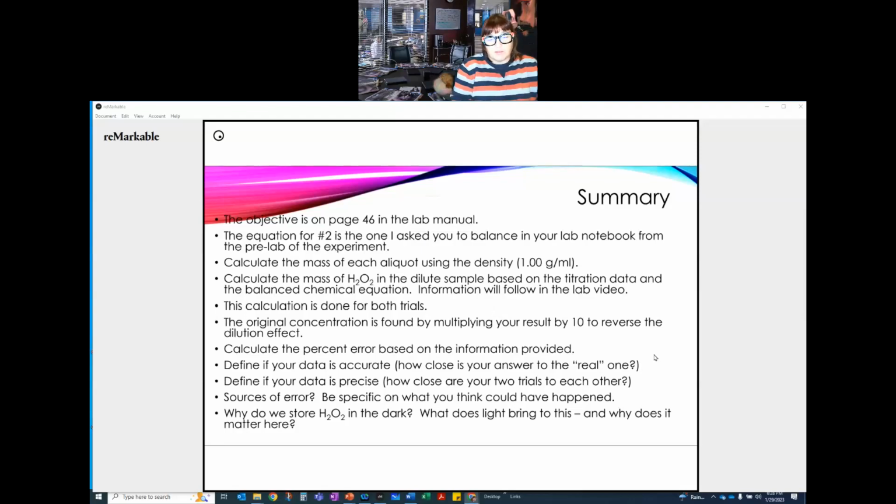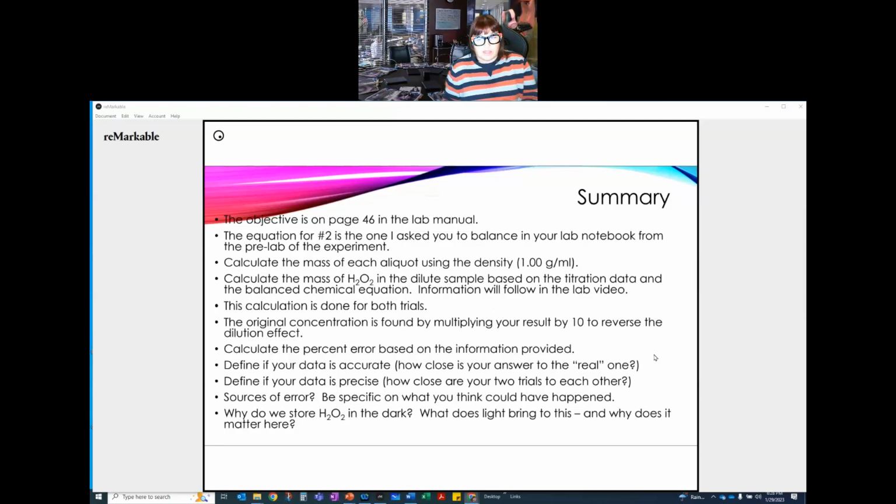The original concentration is found by multiplying your result by 10, because we've diluted this by 10. So we need to make sure that we calculate the original concentration. We want you to calculate the percent error based on what this solution was supposed to be. So even though it isn't anymore, we're going to calculate a percent error based on that. We want to know, is your data accurate? So how close is your answer to the real one? So if it said it should be 4% hydrogen peroxide, how close to that did you actually get?